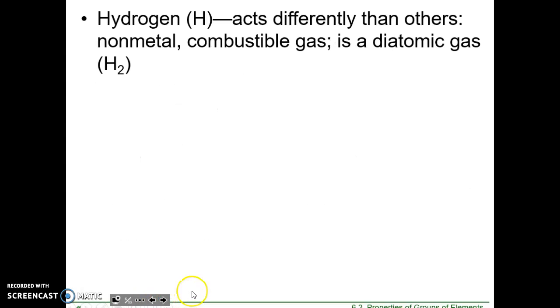So hydrogen acts differently than the others. It is a non-metal, it is a combustible gas, and it is a diatomic gas. So it's so reactive it will react with itself, and so it's always diatomic if it is just hydrogen.